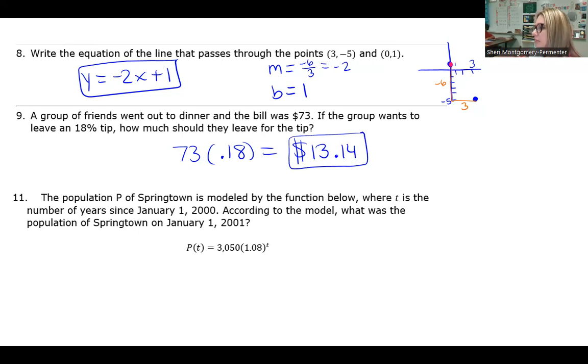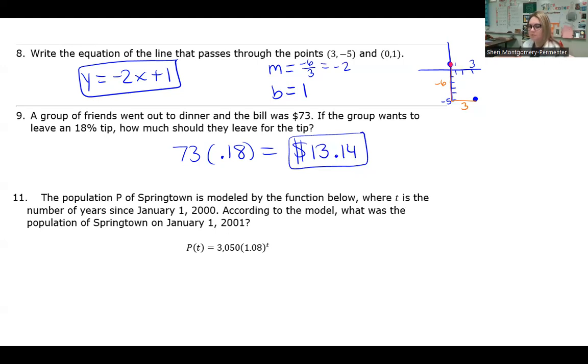$13.14. Everybody should know how to leave a tip. Has anybody ever worked for tips before? Nobody in here has ever worked for tips? No. Okay, well, when you are working for tips, it is important that you tip because that's what you're working for. You're working for that money.